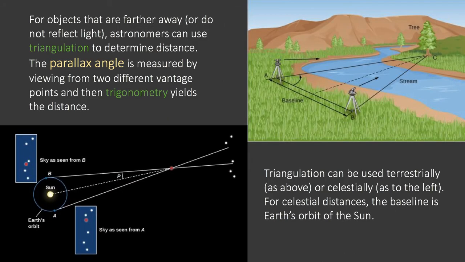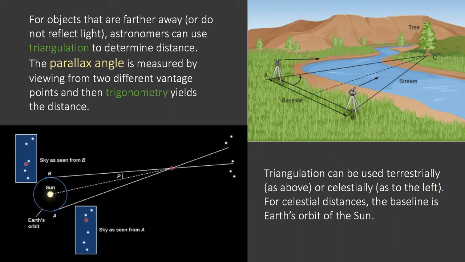But that only works if you can bounce something off of it. For stars, you can't reflect light off of them. And they're too far away really to make that worthwhile anyway. You'd have to wait years for the signal to come back to you. So we need better methods.